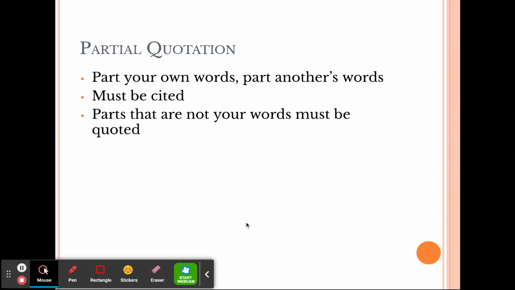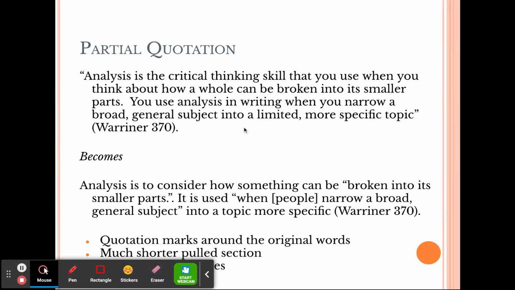The next and final step is a partial quotation. A partial quotation is when you use part your own words and part someone else's words, part from the original source. So when you do this, you are going to include the citation because it's someone else's ideas. And any words that you pull, you need to include quotation marks around those. So this idea is very similar to an introduced quotation. But instead of doing a whole sentence, you're just pulling a part, a phrase, a couple words, just the most important parts of that original standalone quotation that you want to use in your paper. So that would look something like this.